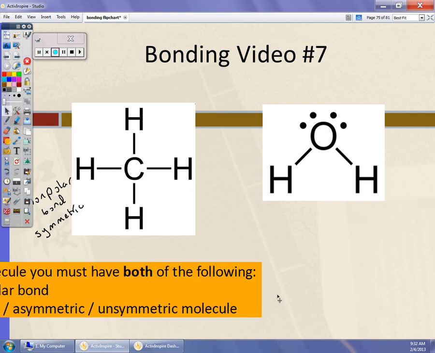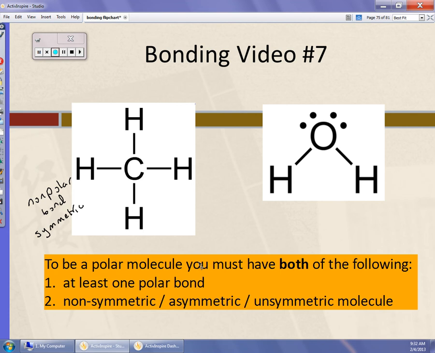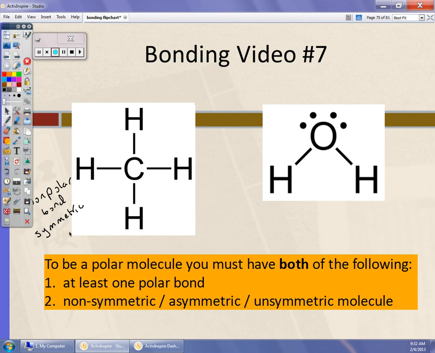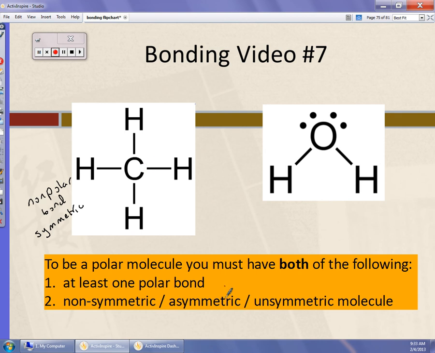So, in order to be a polar molecule, you must have both of the following. You need to have at least one polar bond. This one does not. You also must be asymmetric. This one does not. This one is a nonpolar molecule.